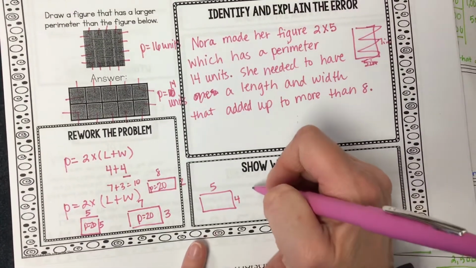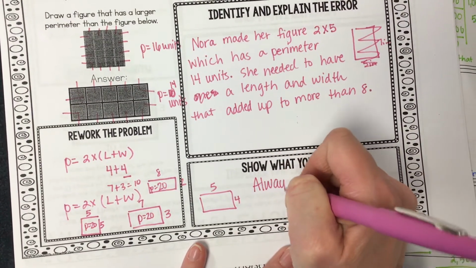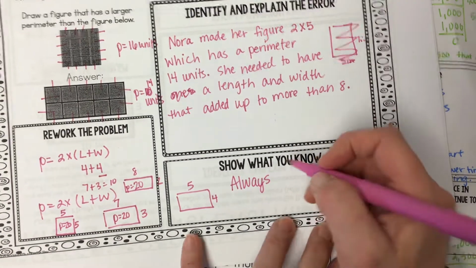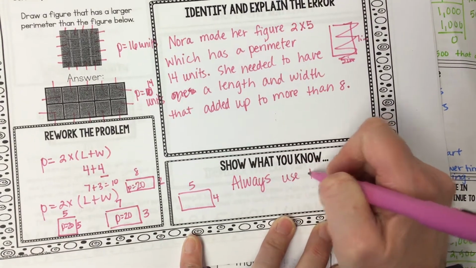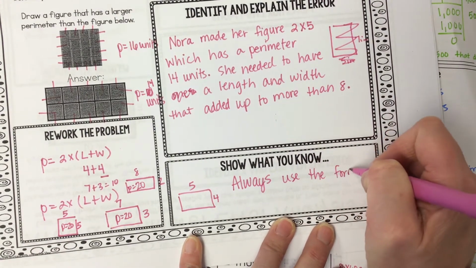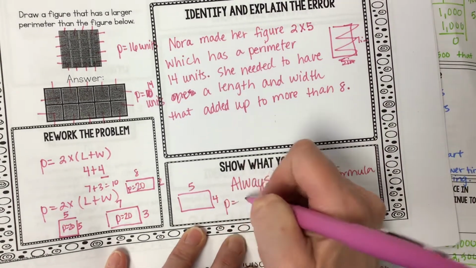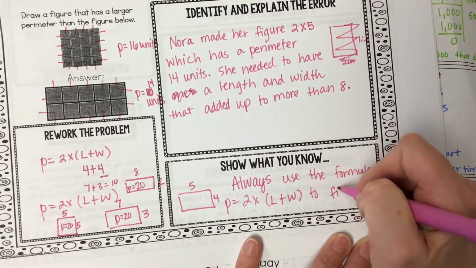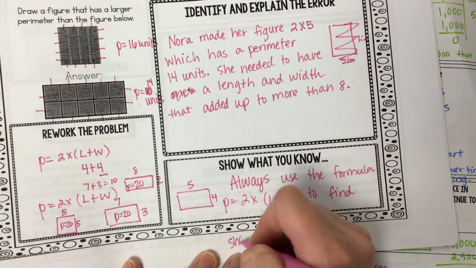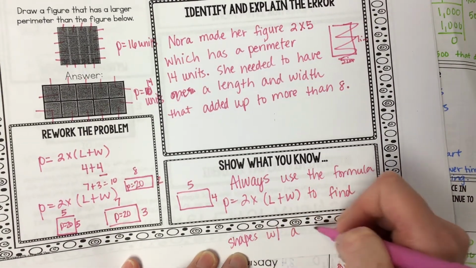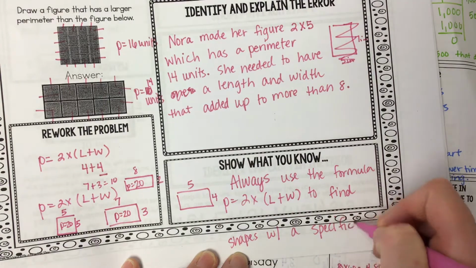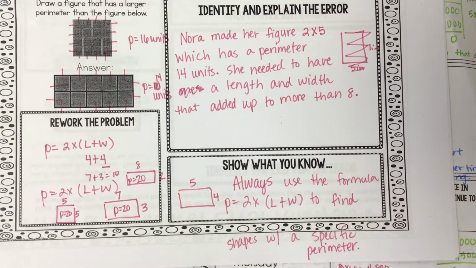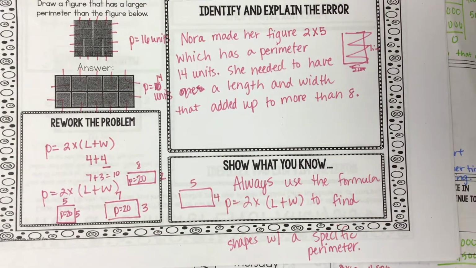So what should Nora always do? Liam. Always use the formula P equals 2 times length plus width to find shapes with a specific perimeter. Okay, we did talk about that when we did problem number 5. When we did the error analysis number 5, we talked about the same formula.